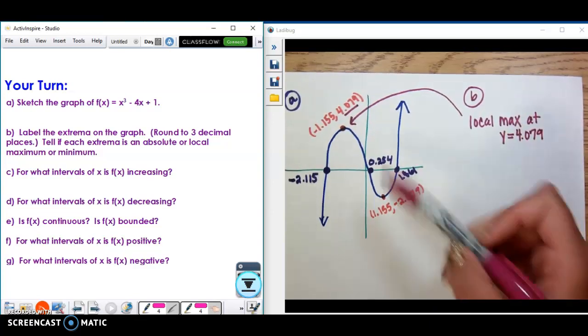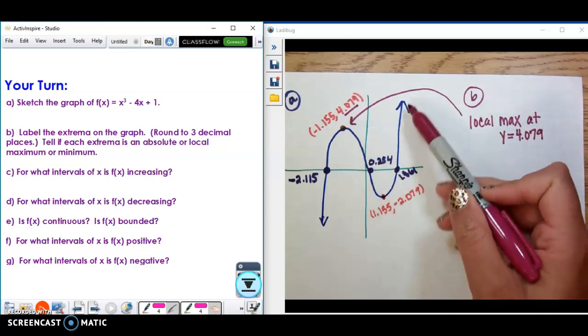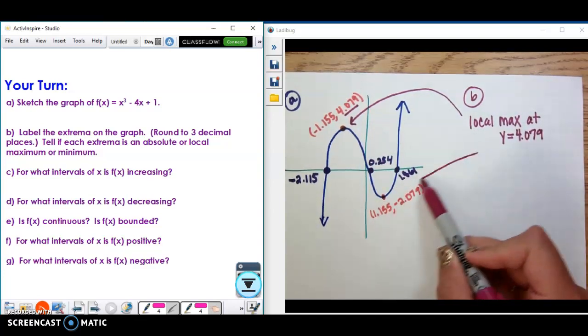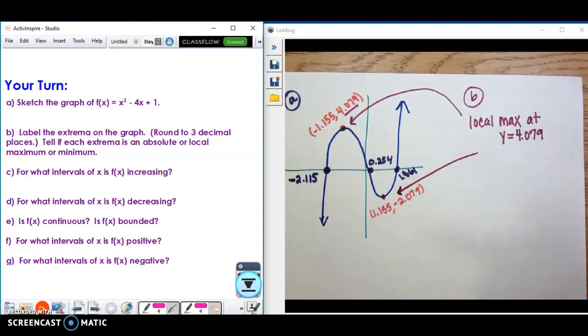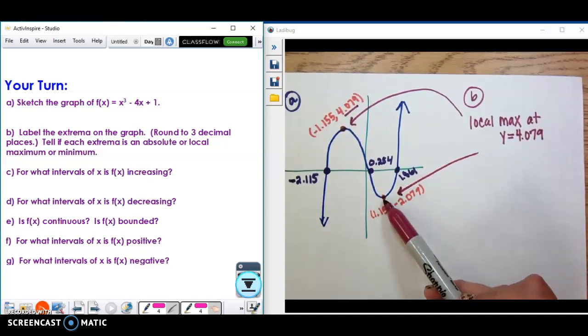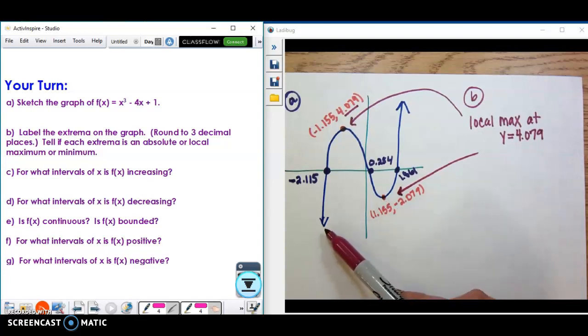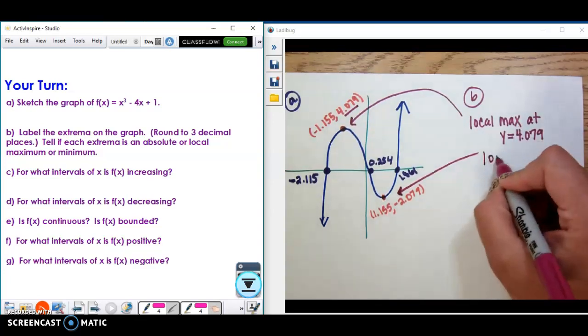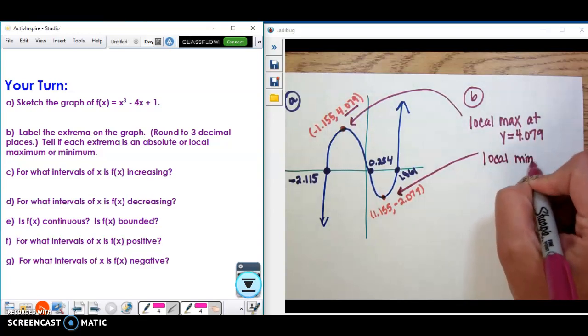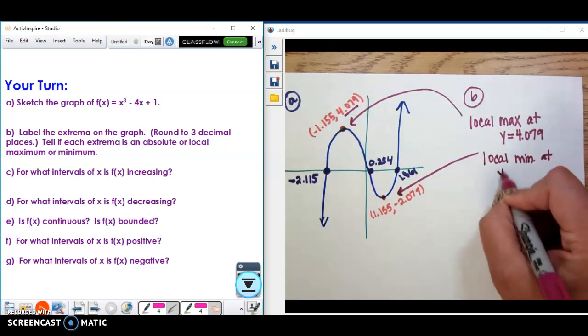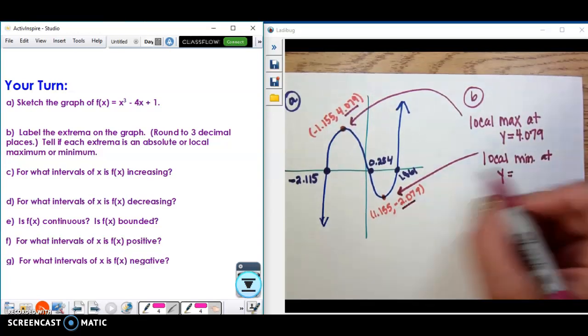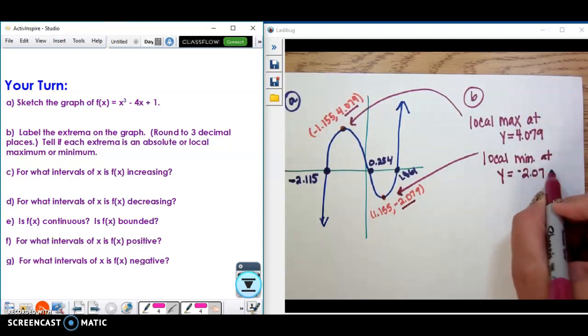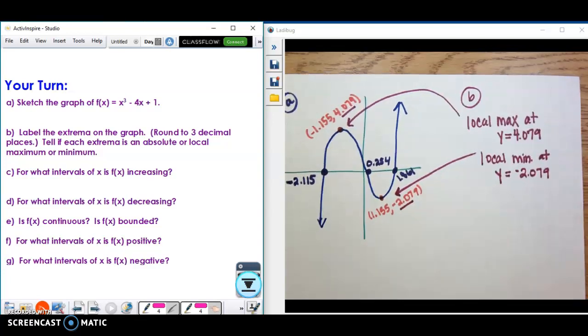All right, so we keep going, we're decreasing, then we increase again. So that means this point over here has to be a minimum. Now to figure out if it's local or absolute, well, this is not the absolute lowest point because it keeps going down forever. So this is just going to be a local min. For max and min, it's the only time we're going to use those y values, but our y value here is at negative 2.079.